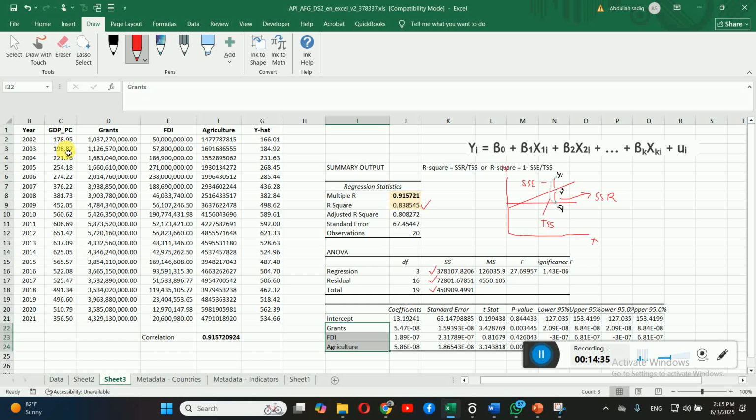You can say that these are just variations not explained by the model, and they are due to other factors, students. Okay, so that change is due to other factors. Hopefully the concept of R square is clear.